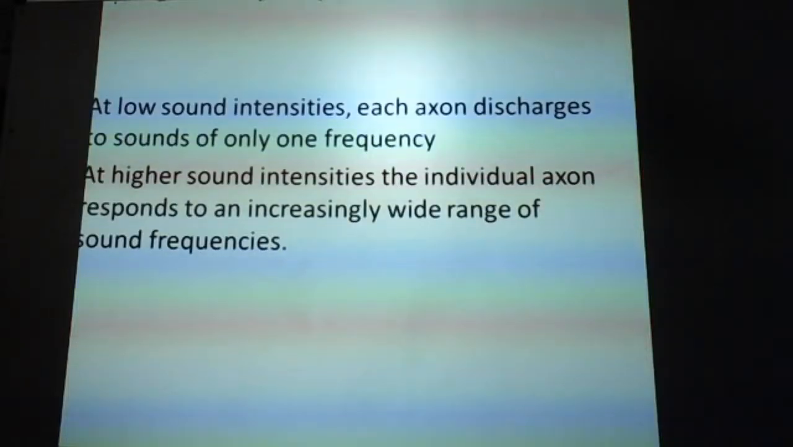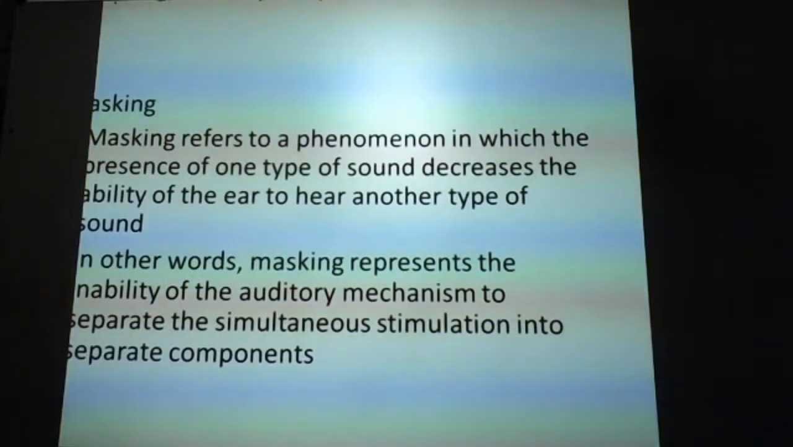At low sound intensities, each axon discharges to sounds of only one frequency. At higher sound intensities, the individual axon responds to an increasingly wide range of sound frequencies. Again at this juncture, the most important short note is masking.